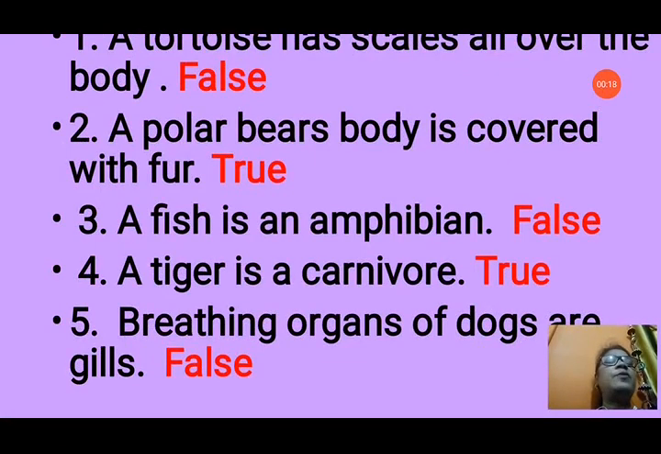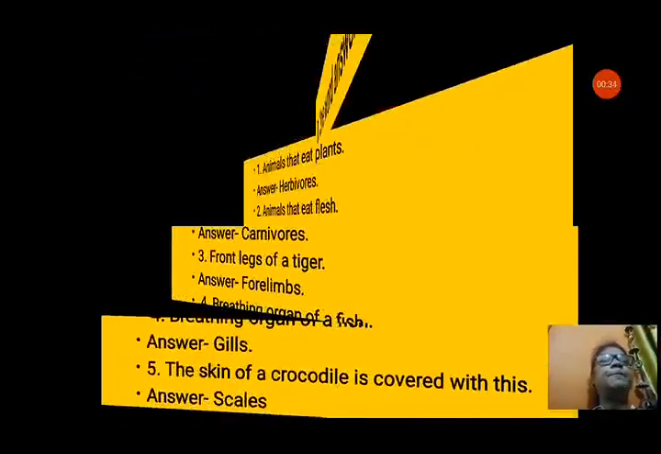A fish is an amphibian. It is false. Question number 4, a tiger is a carnivore. Yes, it is true. Tiger is a carnivorous animal. They eat the flesh of other animals. Question number 5, breathing organ of dogs are gills. It is false. Dog is a mammal. Their breathing organ is lungs.